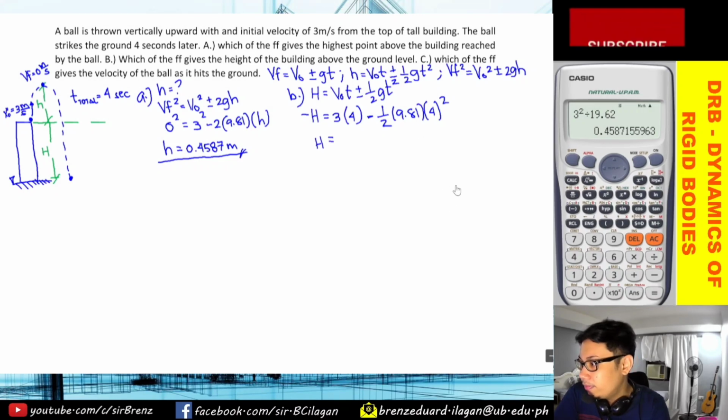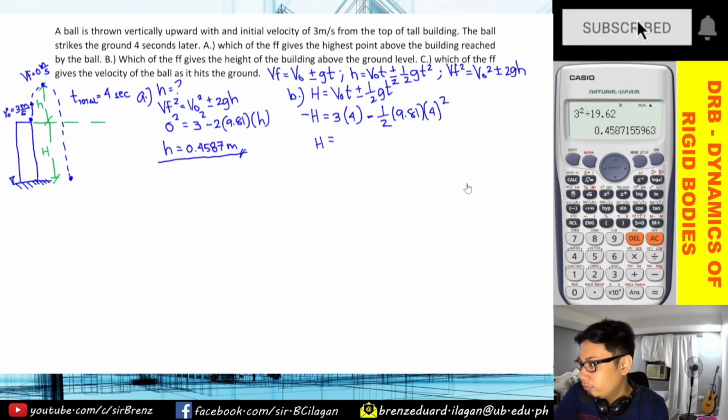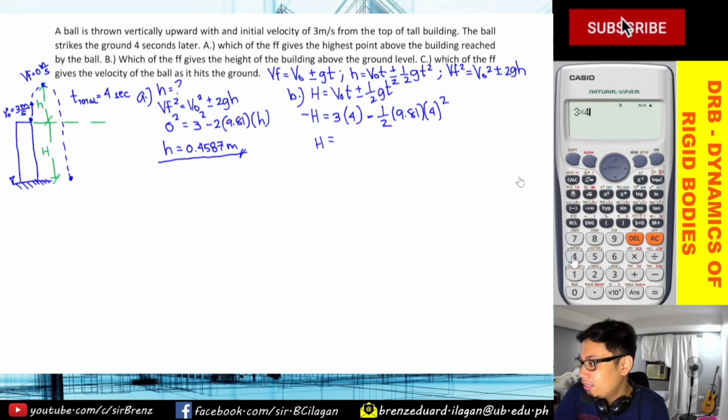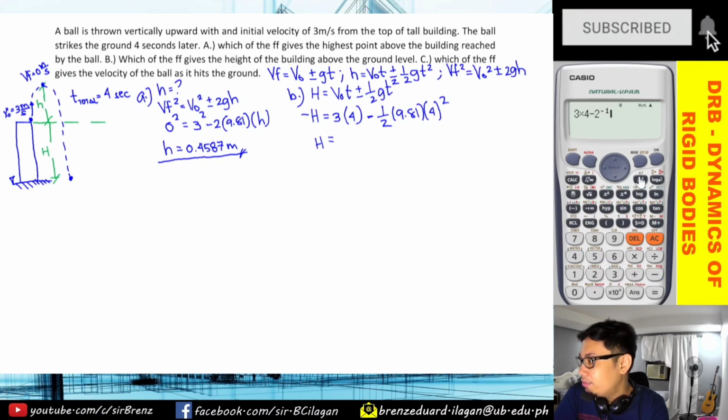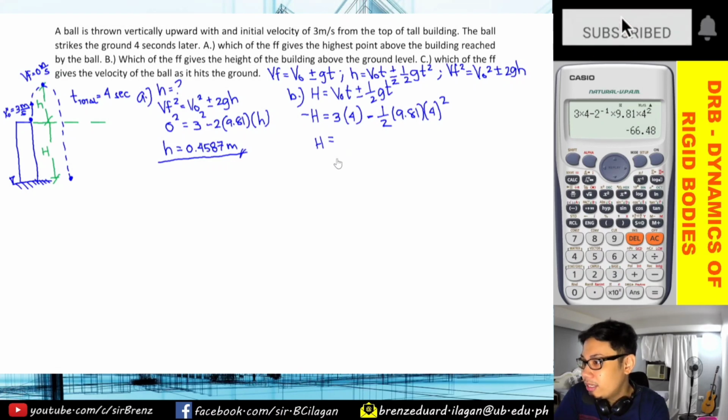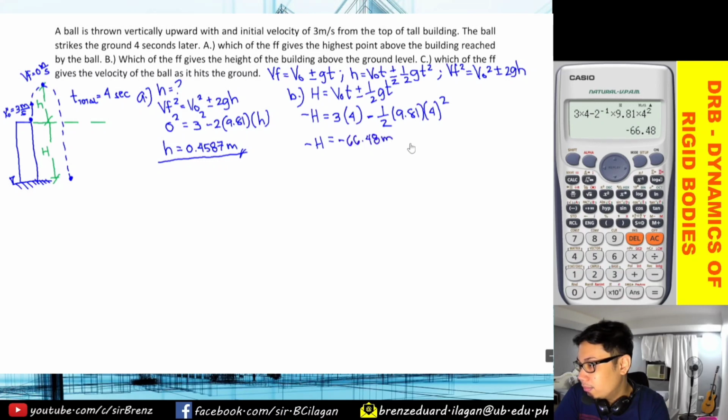Okay, so what will be the value of H? So 3 times 4, mali na yung calculus sa OBS na napipindot ko. So 3 times 4 and then minus 1/2 times 9.81 times 4 squared. Ayan. So that is negative 66.48. Pero since may pareho naman silang may negative sa unahan, sige, ano na rin natin. Or H is equals to 66.48.